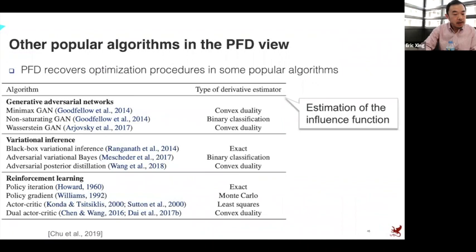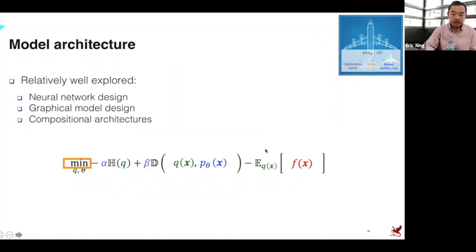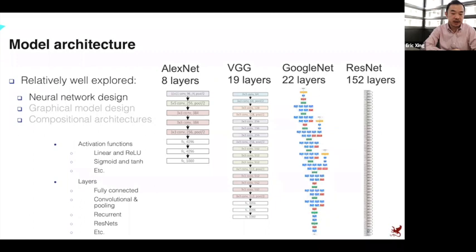Another space of the blueprint is the model architecture. Again, this is a space that probably has received the most attention in recent research. People have been working very hard to bring in systematic solutions to model architectures, to the point that we have now huge libraries of neural network designs, graphic model designs, and their compositions. So here is just some high-level coverage of what the designs look like.